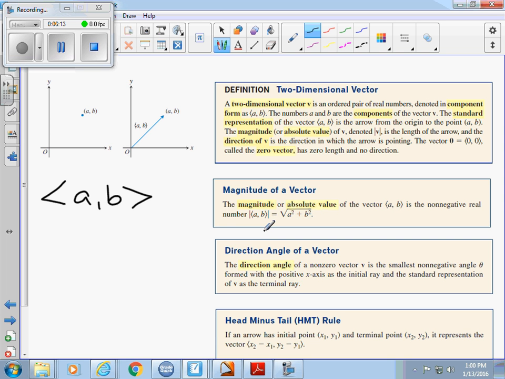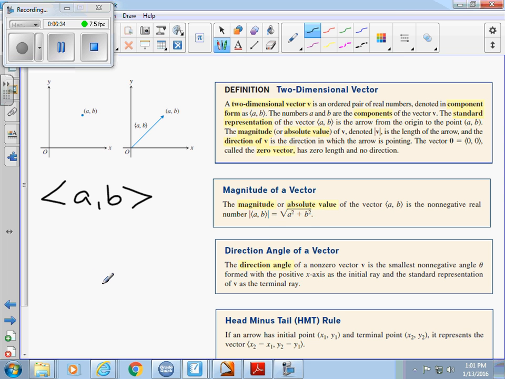So in the last case, a was -1, b was the square root of 3. Did I say that right, or did I say it backwards? Can't remember. Was the x -1? Okay. So a was -1, b was the square root of 3. So the Pythagorean theorem is how you find the magnitude of a vector.